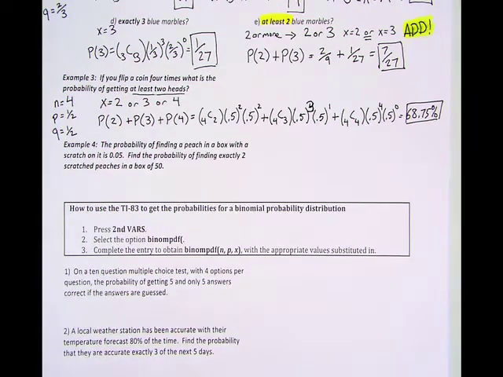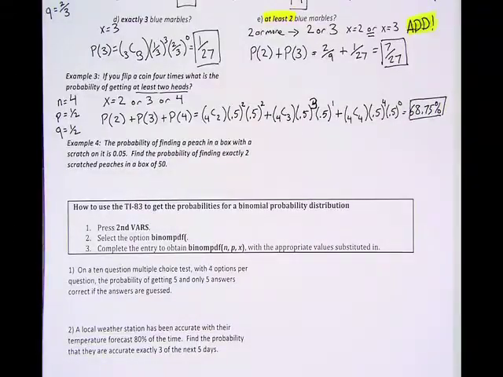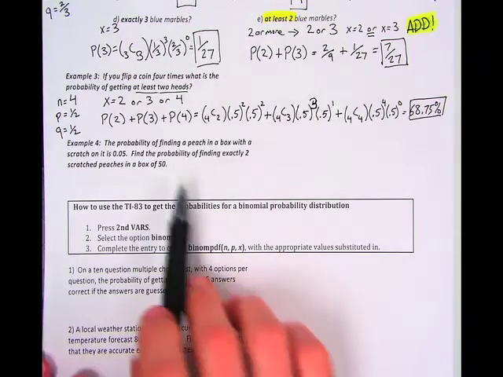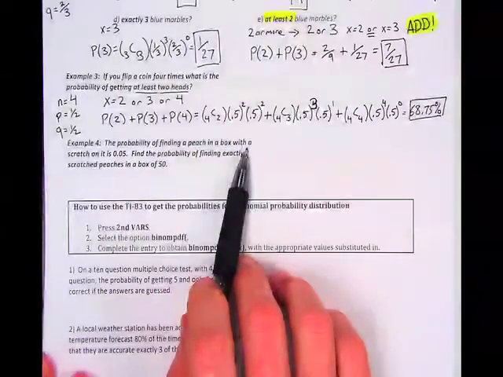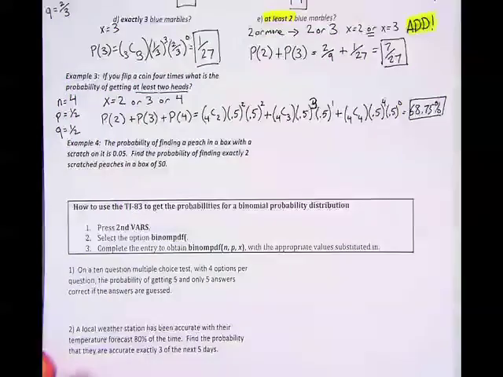So this problem comes a little bit out of my past a little bit. So the probability of finding a peach in a box with a scratch on it is 0.05. In this example, they give you P, which is very nice of them.